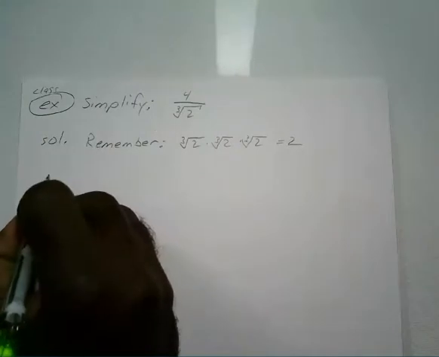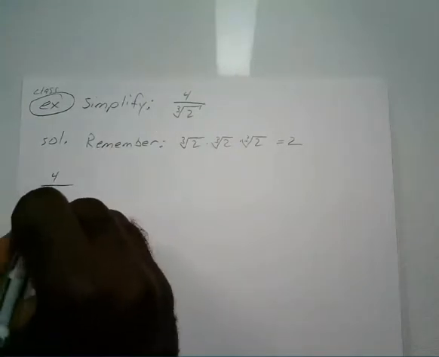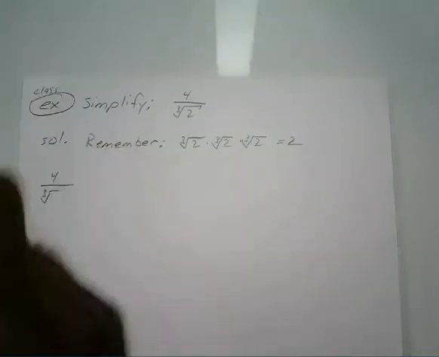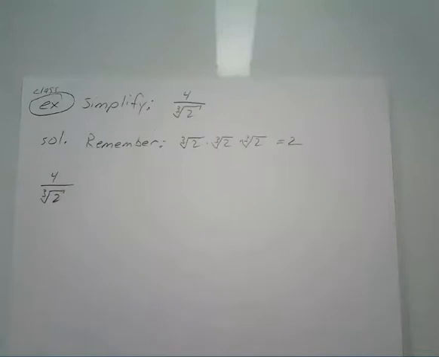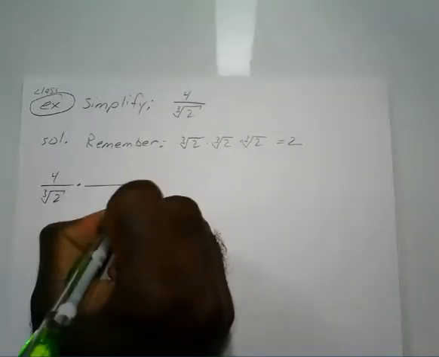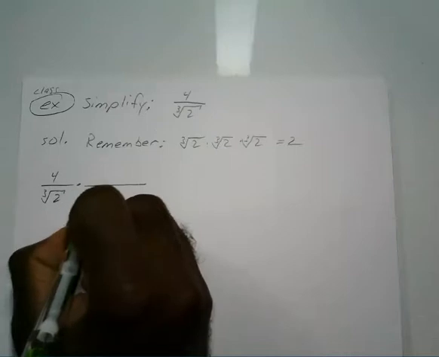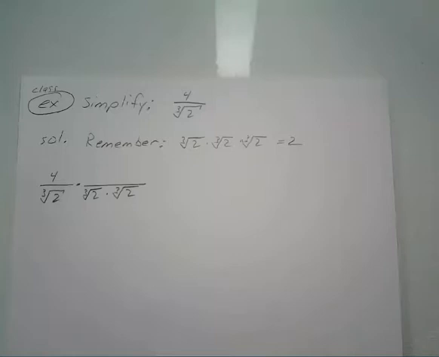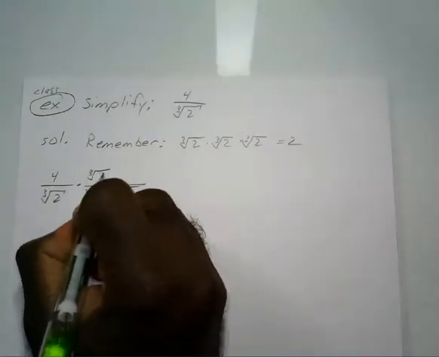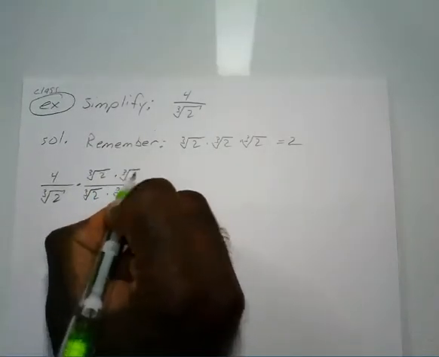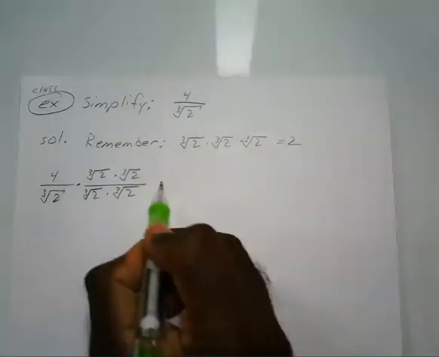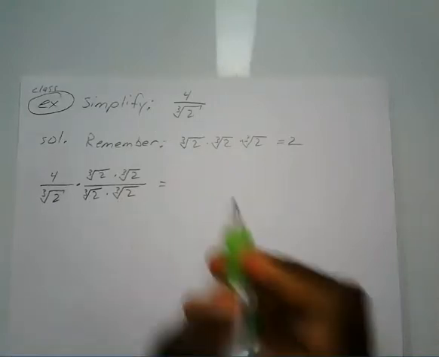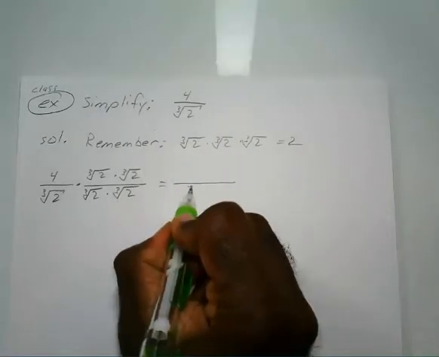root symbol in the denominator, we have 4 over cube root of 2. Let me straighten that up a little bit. Okay, we have to multiply our denominator by cube root of 2 times cube root of 2. And we have to do the same thing to our numerator. So times cube root of 2 times cube root of 2. Okay, so we know that cube root of 2 times cube root of 2 times cube root of 2, say that 5 times fast, is equal to 2.